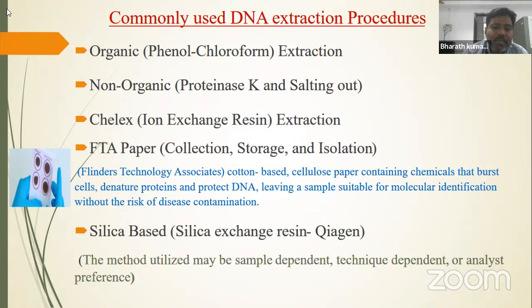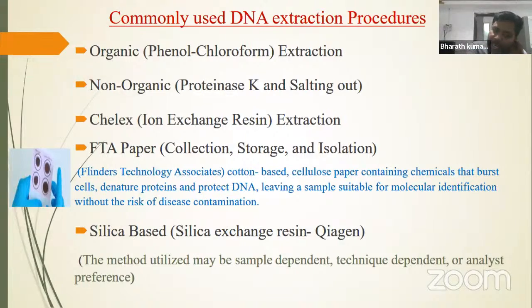And then one more important method is the FTA paper method. FTA means Flinders Technology Associates. It is a cotton-based cellulose paper containing chemicals that lyse the cell, denature the protein, and protect the DNA, leaving a sample suitable for molecular identification without the risk of disease contamination. It is just like our filter paper, with round circles where we can put drops of blood. The paper contains digestive enzymes, so it digests the cells, denatures the proteins, and protects the DNA. Whenever we want DNA, we can punch out some part of this filter paper and extract the DNA.